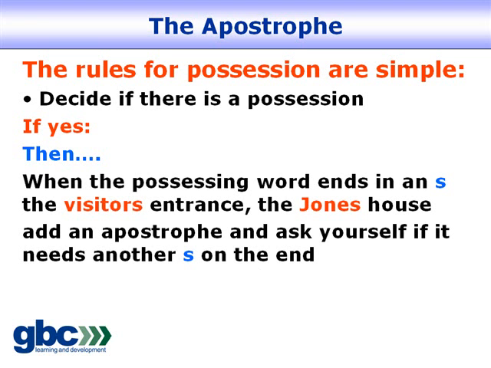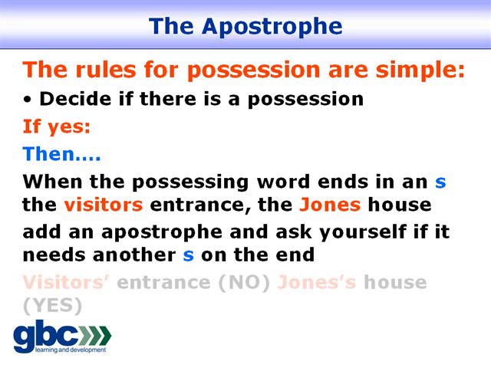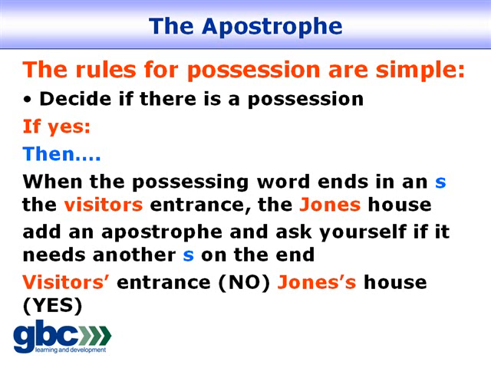There is a bit more to it, however, because sometimes the possessing word will end in an S. Here's two examples, visitors and Jones. In each of these cases, what you do is add an apostrophe and ask yourself a question. Does it need another S on the end? So for example, visitors. Would we say visitors's? No, we wouldn't. Jones. Would we say Jones's? Well, yes, we would. Now, this is down to usage in the case of Jones, so decide for yourself, but it is correct to put an apostrophe on the end of Jones and then add an S.